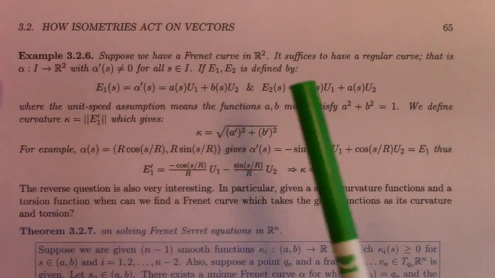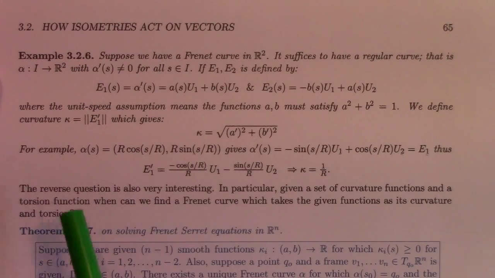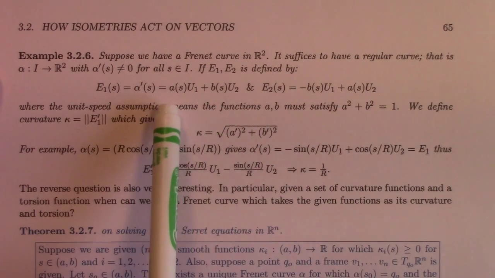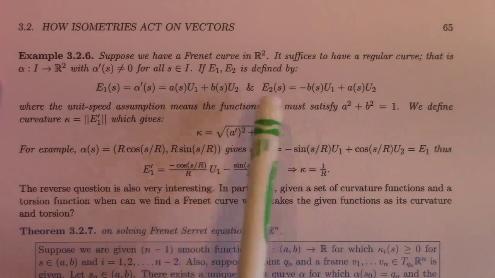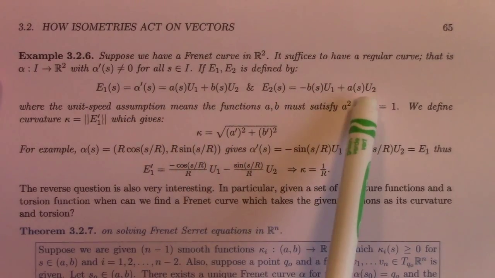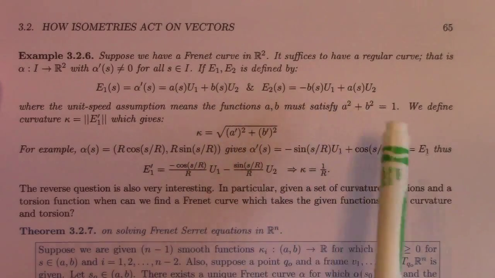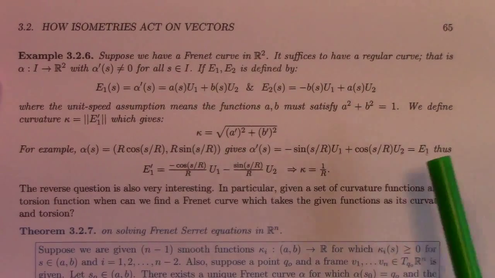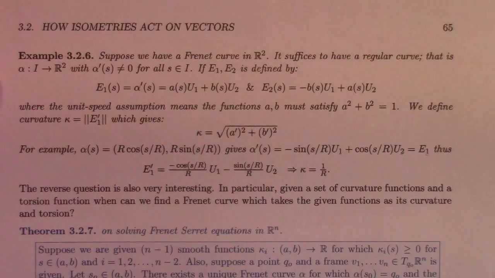Anyway, suppose we have a Frenet frame in R2. It suffices to have a regular curve because that's it. That's the n-1th derivative, right? Okay, so if that's not equal to 0, then it's a Frenet curve. If I define E1 and E2 by some functions a and b of arc length, you can see that these will be orthonormal because this dot that gives me minus ab plus ab when you take the dot product. And I also, of course, need that a squared plus b squared is 1 for the magnitude of E1 and the magnitude of E2 to be 1.